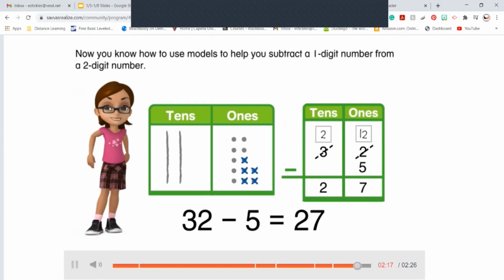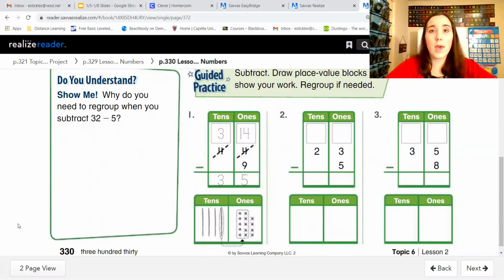Now you know how to use models to help you subtract a 1-digit number from a 2-digit number. Let's go jump in our workbooks. Okay, for our guided practice, we're going to start on page 330 in our workbooks. So if you don't have your workbook and you're on page 330 and you need a pencil, then you need to pause, go get those things, and then come back to me when you're all ready.